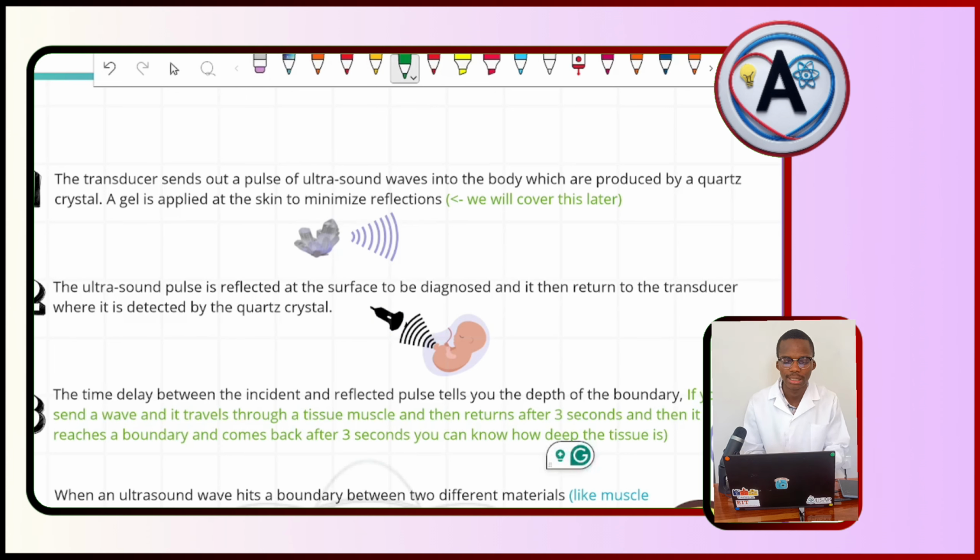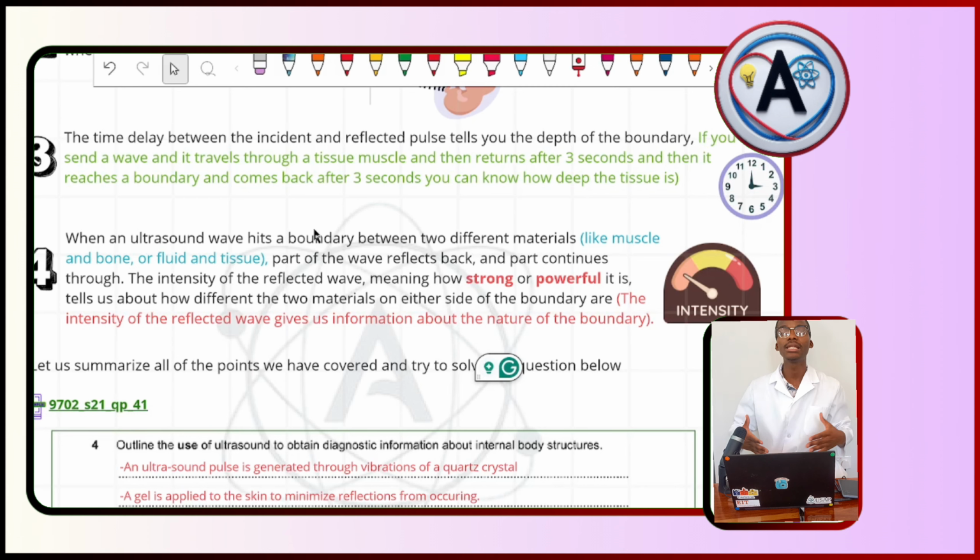If it arrives at a boundary, either between the tissue of the mother and the jelly, or where the baby is, it gets reflected. If it keeps moving and hits the belly of the baby, it gets reflected. If it hits the foot of the baby, it gets reflected. If it hits the head of the baby, it gets reflected. As that sound gets reflected back and forth, you get information about the depth from the time delay.